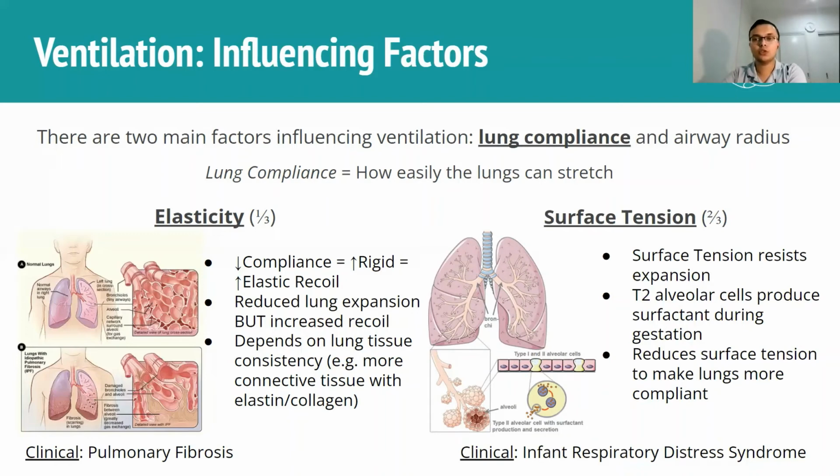And therefore, if you reduce that surface tension, there's going to be less resistance to expansion, and your lungs are going to be able to be stretched more easily, and therefore you can describe them as more compliant in this case. And so it's really important that you have that surfactant, otherwise your lungs are going to be really hard to open up. And clinically, this comes into play during infant respiratory distress syndrome, where if your alveolar cells don't produce that surfactant during gestation, it's going to be very difficult for a newborn to be able to breathe, and that can be very difficult.